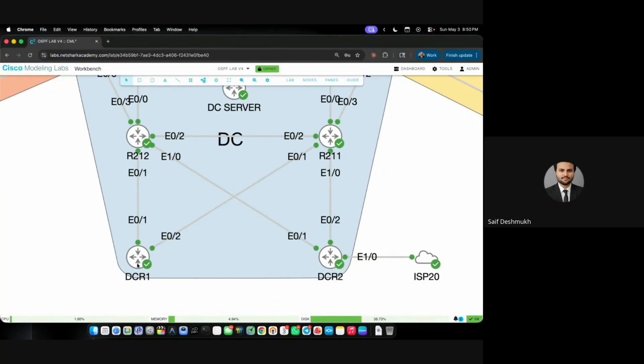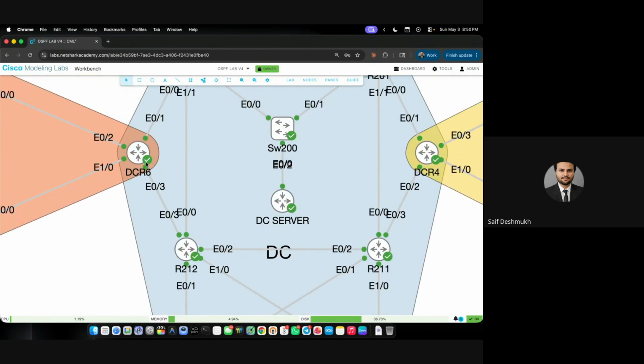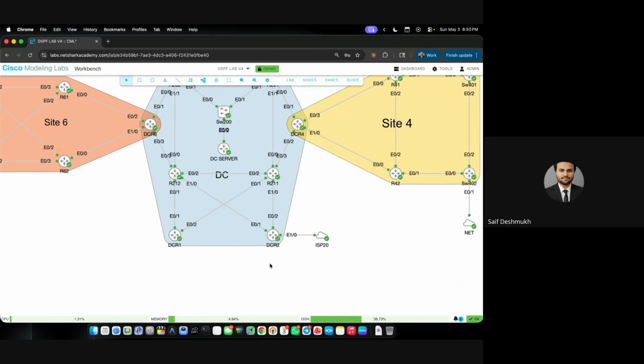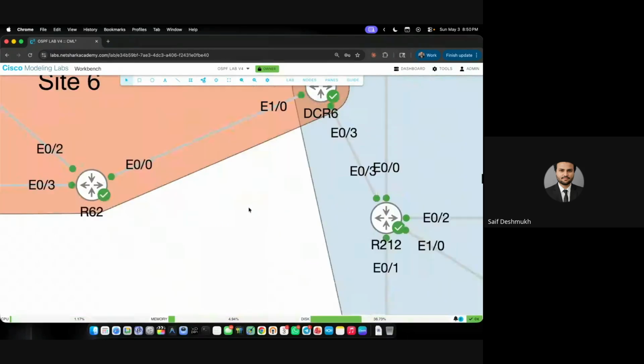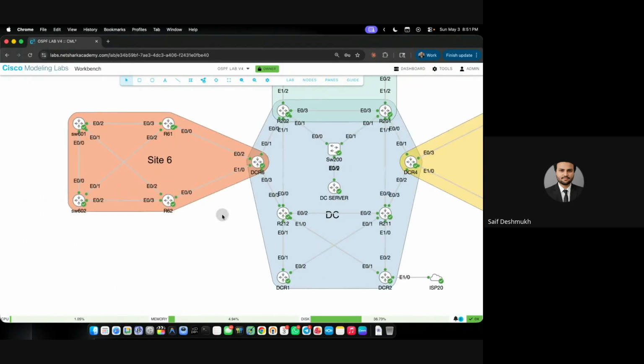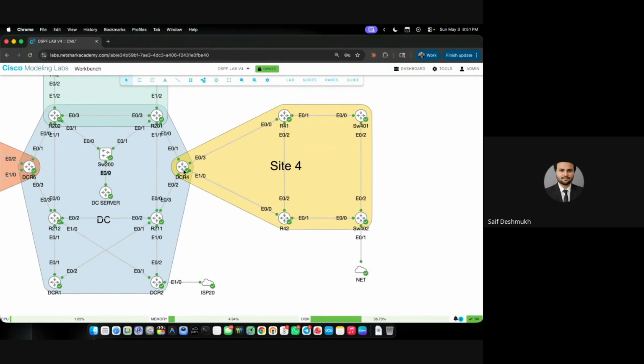And there are data center edge routers as well: DC router 1, DC router 2, router 6, router 4, DC router 4. DC router 1 and DC router 2 are at the edge. That's where the internet traffic exists. DC router 6 is connecting to site 6 where we already have EIGRP running. DC router 4 is connecting us to site 4.